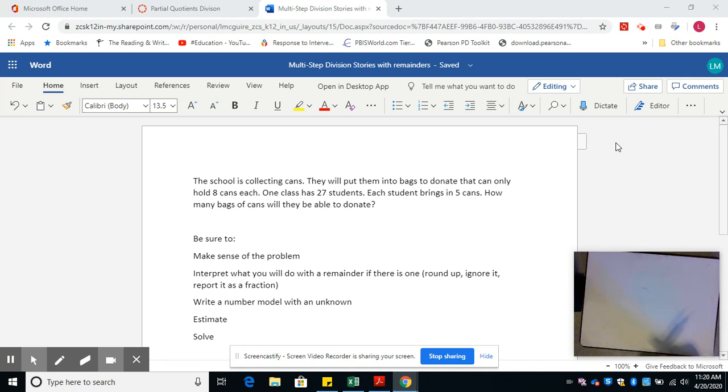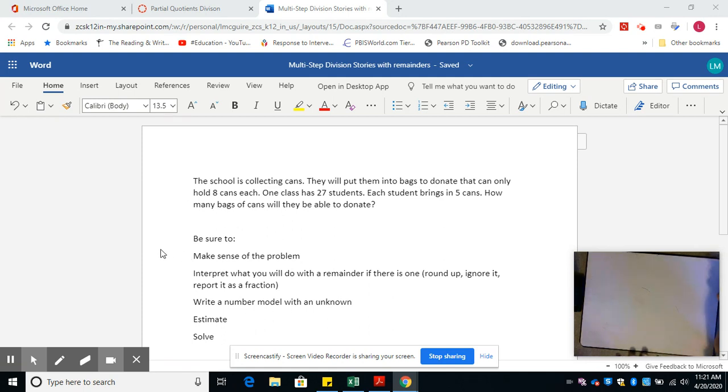And so when we read here, the first thing to do is make sense of the problem. So that might be pictures, diagrams, charts, or a combination. You want to be thinking about what you're going to do with the remainder if there is one. Are you going to round it up, ignore it, or report it as a fraction? And of course, we'll write our number models with an unknown, estimate, and solve.